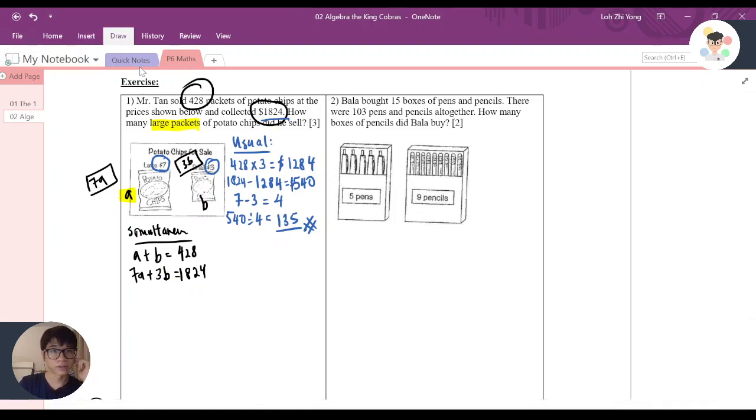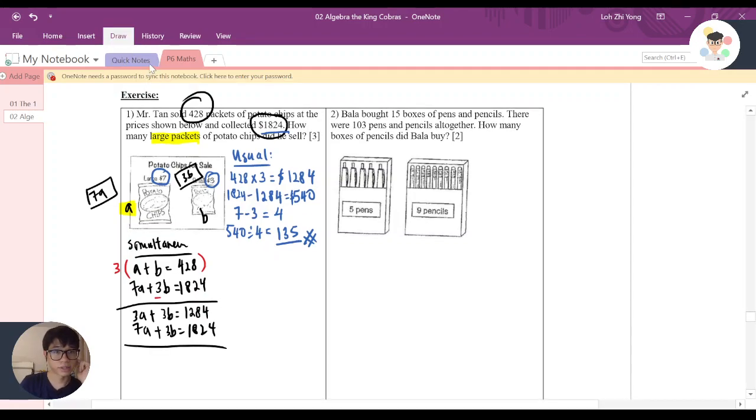So the interesting part comes here: I will times 3 to the whole thing. Why times 3? Because here is 3B. After I times it, I can subtract everything together. So I times 3 to the whole thing, and it becomes 3A plus 3B, and 428 times 3 becomes 1284. Then I write down this again: 7A plus 3B is equal to 1824.